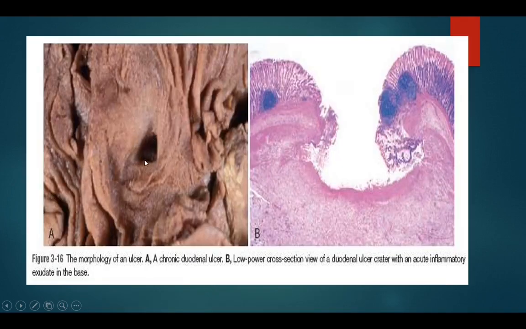See, this is a break in the epithelium. You can see it is a duodenal ulcer, and in this lower part we can see the break in the epithelium, and we can see the exudative base in this lower part. So this is the ulcer created, and this is the inflammatory exudate in the base. This is the duodenal ulcer which is formed after a chronic peptic ulcer in the duodenum.